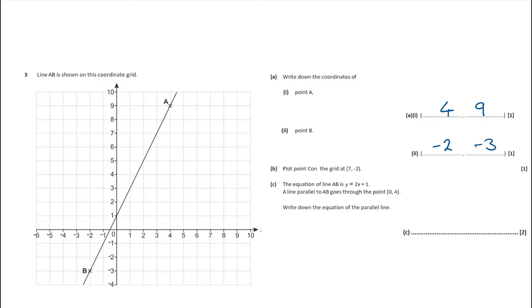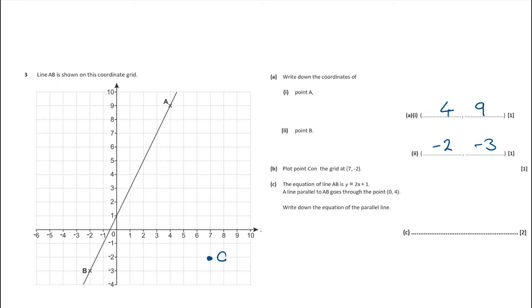Okay, and then part B says plot point C on the grid at 7, -2. Well, 7, -2 is going to be like 7 along, take me to there, and then 2 down. So it's going to be this point here. That's the point C. I'm going to label it C. Let's get rid of that bit.